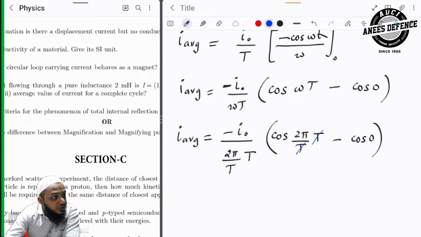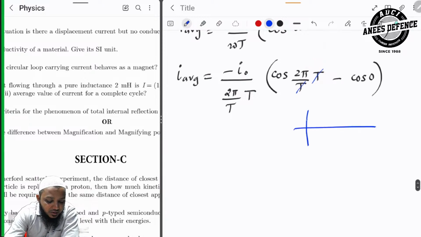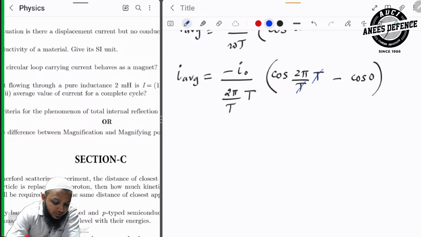Tell me, what is the value of cos 2 pi? It is 0. Cos 2 pi is, sorry, it is 1. Cos 360 degrees is 1. See how the cos waveform looks like. It looks like this. So this is where cos 2 pi occurs. So what is cos 2 pi? 1. And what is cos 0? Also 1. Correct? So this T gets cancelled.